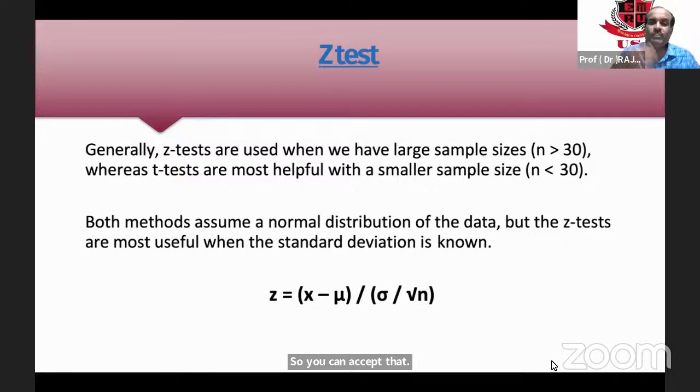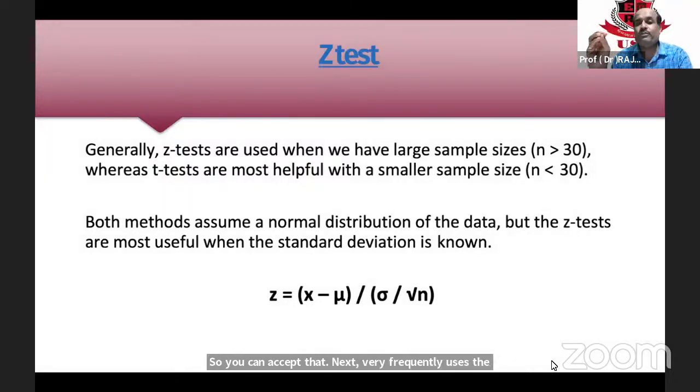Next, very frequently used is the Z test. Generally, Z tests are used when we have a larger sample size, usually more than 30. T tests are mostly used when the samples are below 30; then we will go for a t-test.